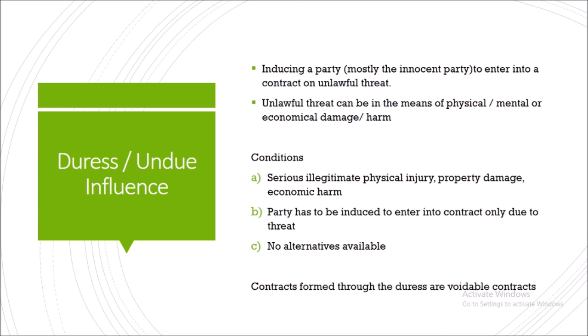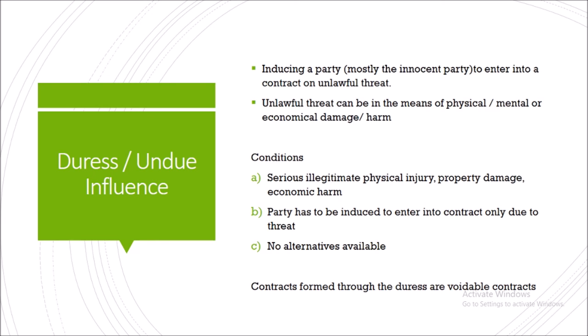Fine. So what do you mean by duress and undue influence? Inducing a party, mostly the innocent party, to enter into a contract or be bound by the contract on an unlawful threat, which is unlawful. An unlawful threat can be by means of physical, mental, or economic damage or harm, right? At present, we can see most of the regulatory bodies have made some sort of regulations over this economic duress, property duress, and things like that, right?